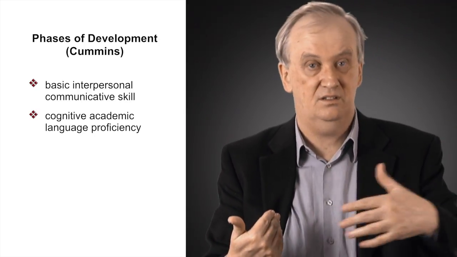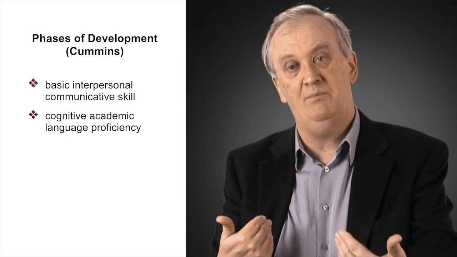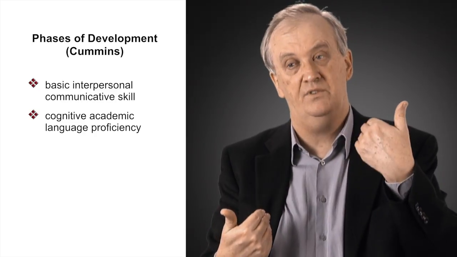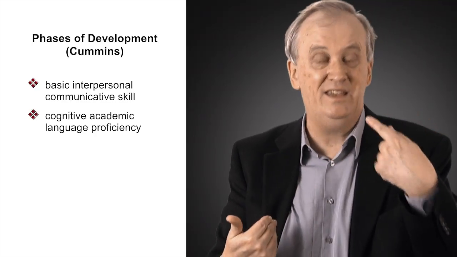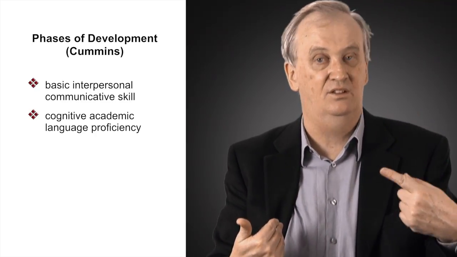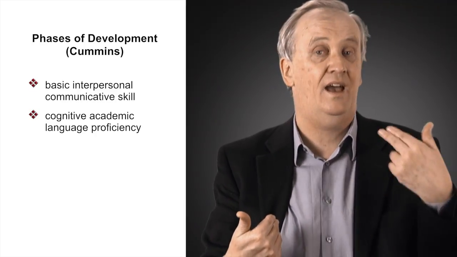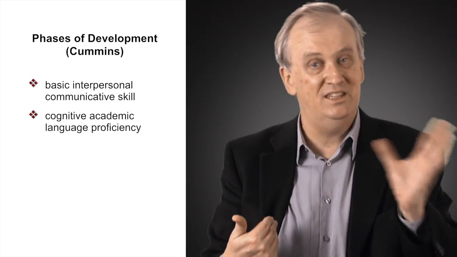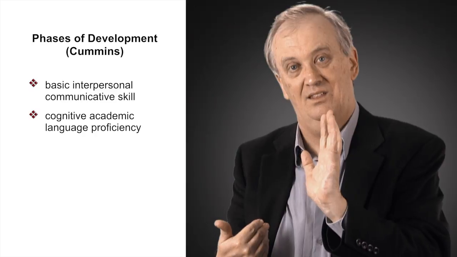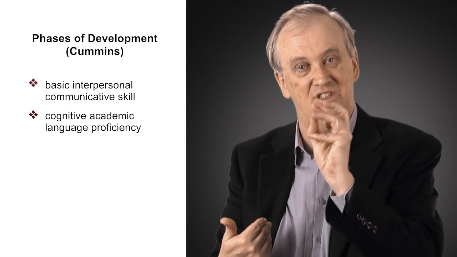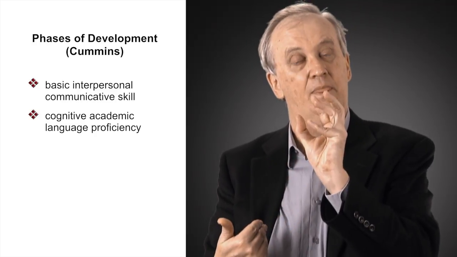So in addition to those issues of age, there are what Jim Cummins, the theorist of bilingual language development, describes as two major stages. One is basic interpersonal communicative skill. That's what he characterizes as the first level. And the second level is what he calls cognitive academic language proficiency. And in a way, this is sort of like the difference between orality and literacy, these multimodal literacies that we spoke about in the earlier videos, academic literacies. It's sort of like that difference.